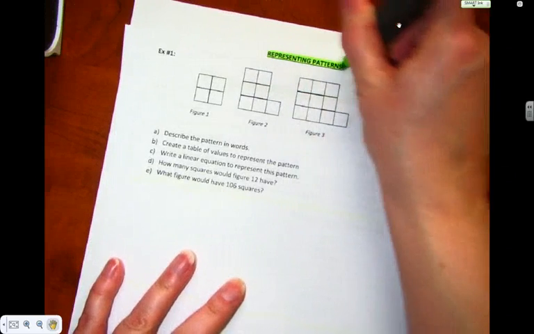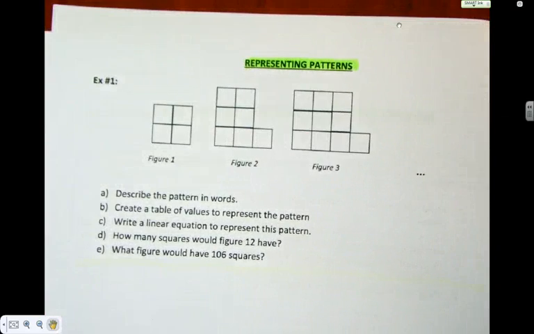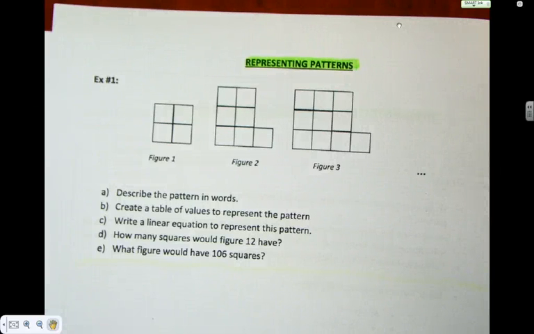What we're going to do today is look at representing patterns. But I'll give you a hint, they're not just any old pattern, they're specific patterns. It's called linear, which we'll talk about in a second, and that's what this whole unit is on, something called linear equations or a linear relation.